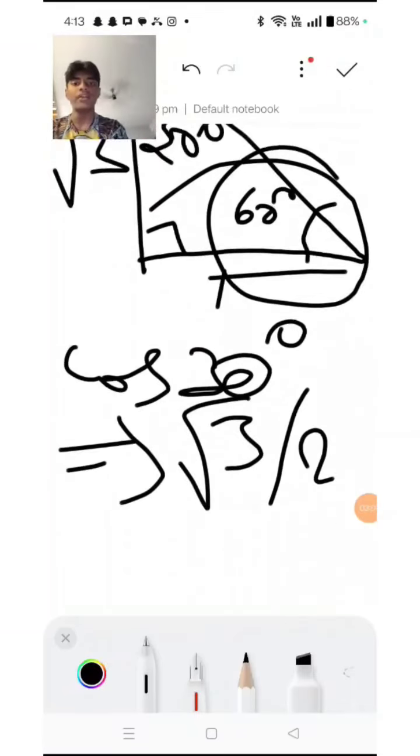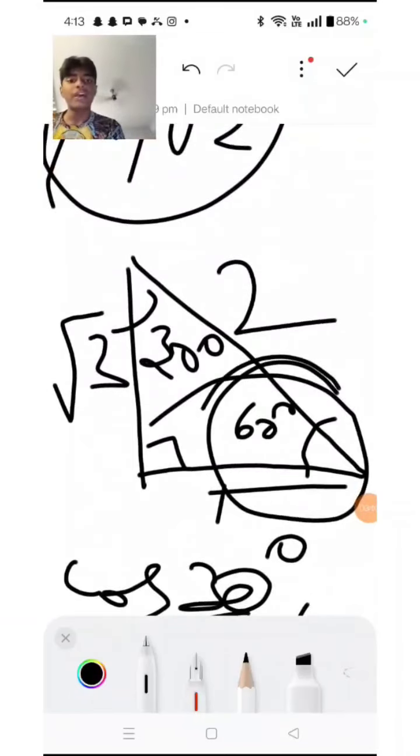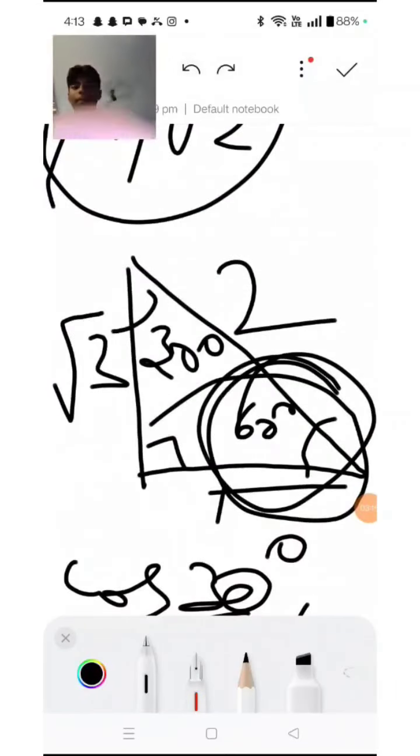And one more trick you need to remember is sin 30 will always be equal to cos 60, and cos 30 will always be equal to sin 60. They're kind of opposites, right? Because 60 plus 30 is 90, plus another 90 is 180. That's just the angle sum property, right? So you can just remember it like this.